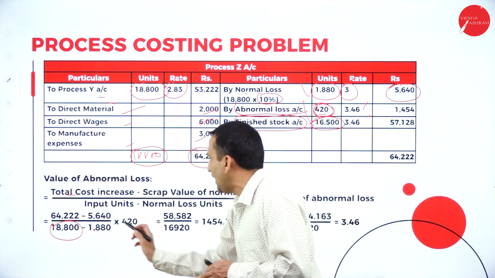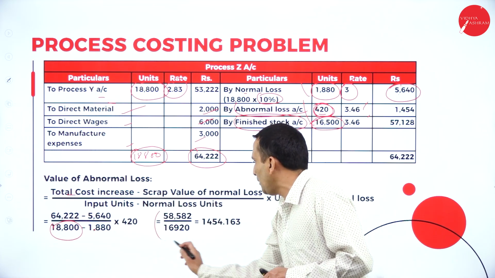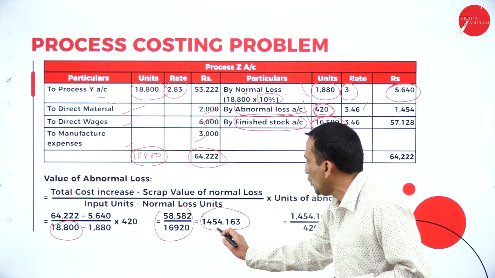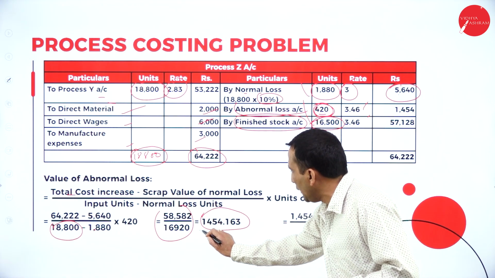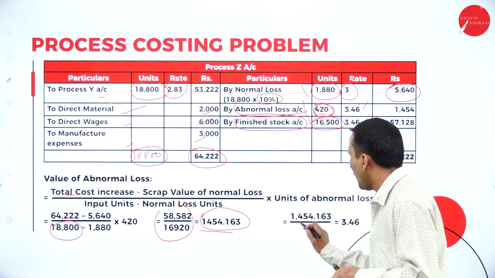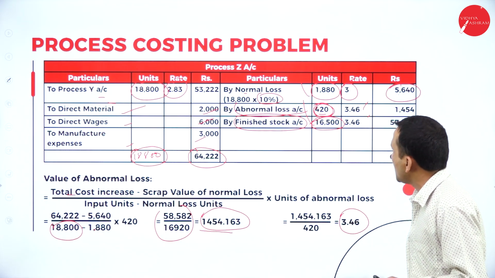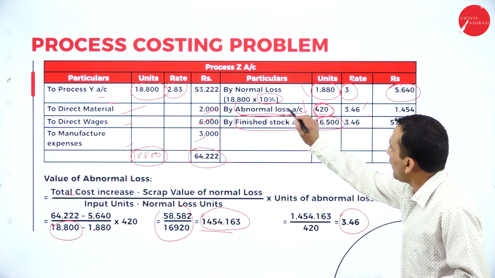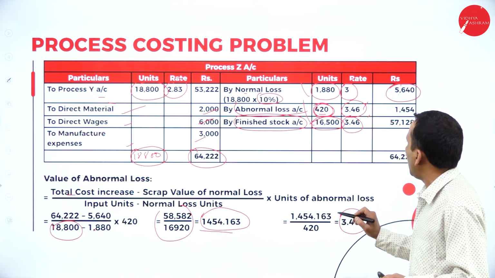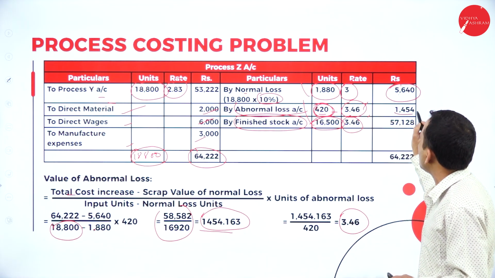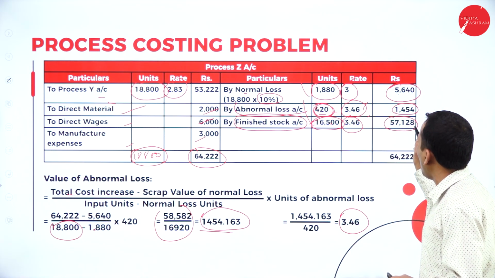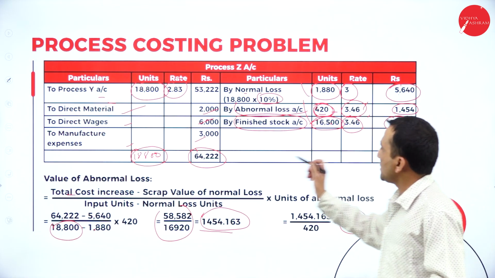So obviously we need to multiply. If you simplify, finally we get the total abnormal loss value. Actually we need to find the cost per unit for the abnormal loss unit. If you divide, you get 3.46, which is applicable for abnormal loss cost per unit and for the finished stock value. If you multiply, finally we get 1,454, and if you multiply this one, you get 57,125. If you add together, both sides tally.